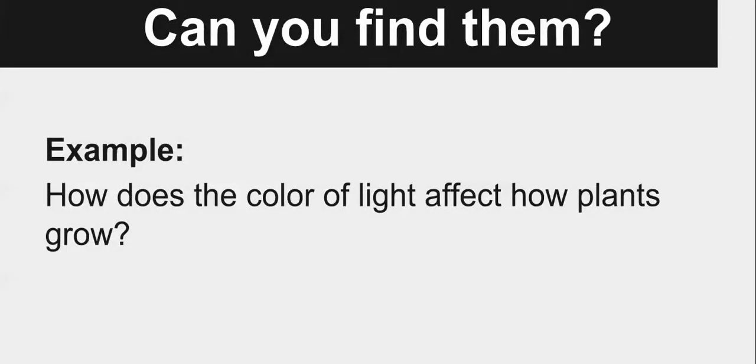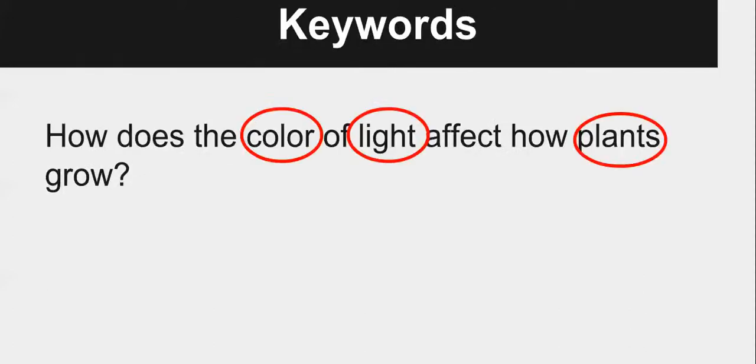Let's try to find the keywords in this question below. Here's our example. How does the color of light affect how plants grow? I want you to pause the video right now and think about the 3 words that are most important in this research question. Here are the words that I thought were most important: color, light, and plants. Believe it or not, those are the only words that you need to use in a database to find good information about how the color of light affects how plants will grow.